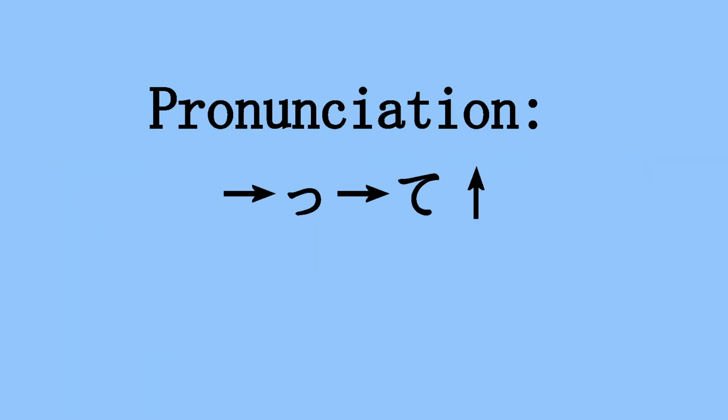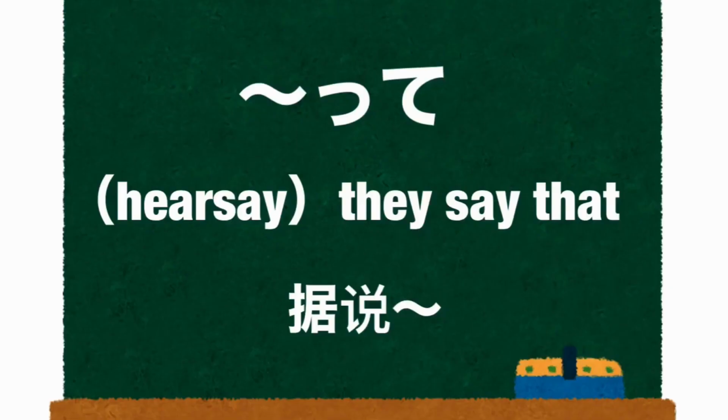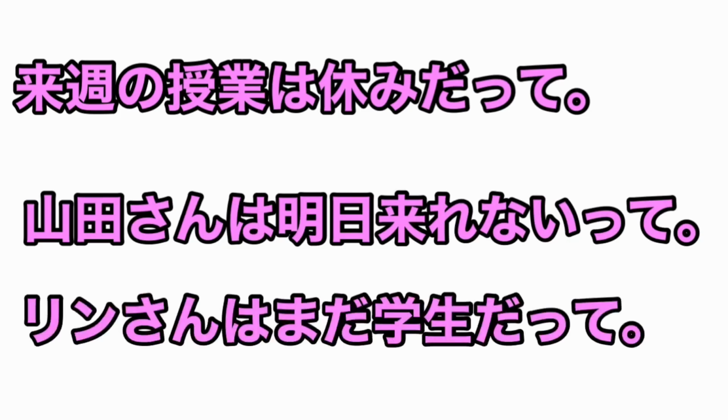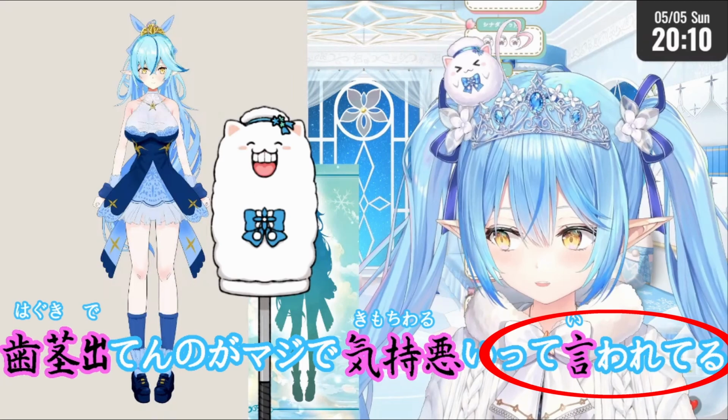So for hearsay you pronounce it like this. You have a normal flow through the sentence and then you emphasize the te at the end. Examples: 来週の授業は休みだって。山田さんは明日来れないって。凛さんはまだ学生だって。 Final thing I want to say here, and I mentioned in the other video, is about te iwareteru.